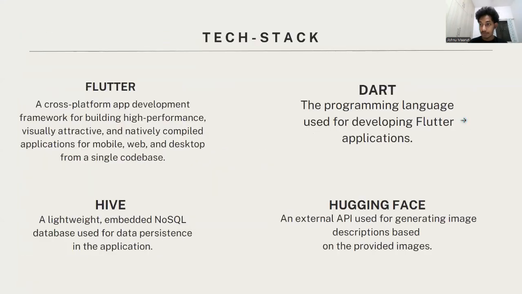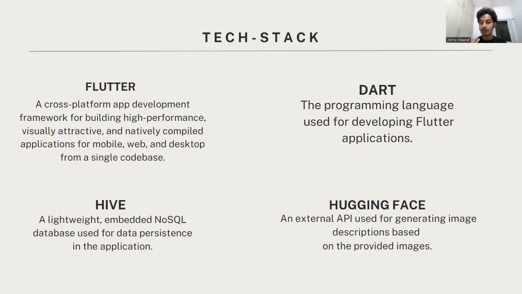And next, coming to the tech stack, we use Flutter, which is the main core that is driving our whole app. And we chose Flutter because it was able to help us in implementing all of the features that we wanted our app to have. It is a cross-platform app development framework for building high-performance, visually attractive, and natively compiled applications for mobile, web, and desktop from a single code base. And to be honest, it's very accessible and easy to use.